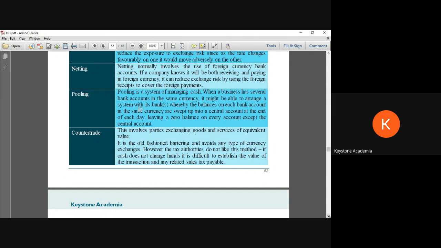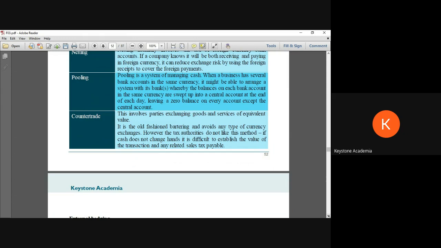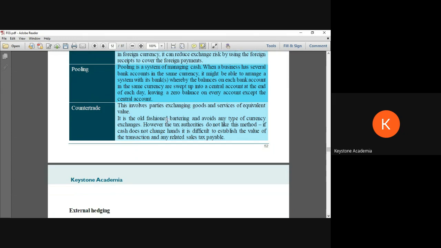Last one is counter trade. It's very similar to the barter system when we don't have currency in existence. This involves parties exchanging goods and services for equivalent value, just to avoid the types of currency. But again, the tax authorities and government will not like it, because there is no tax coming in, there is no proper record of the goods moving and all of that. Might be unethical also.